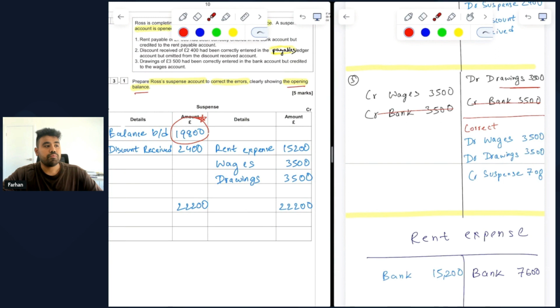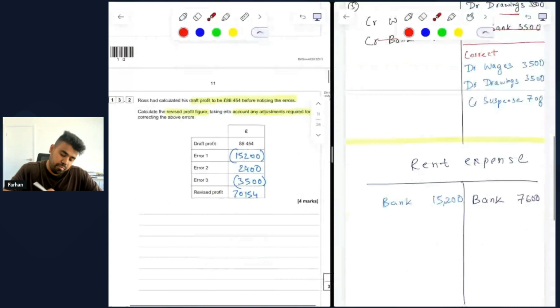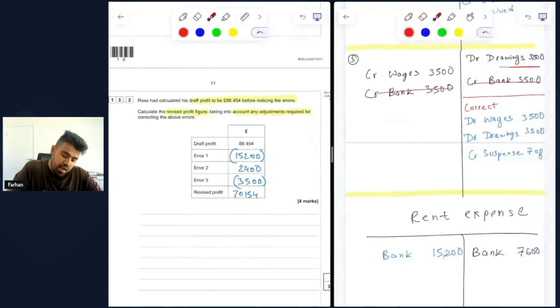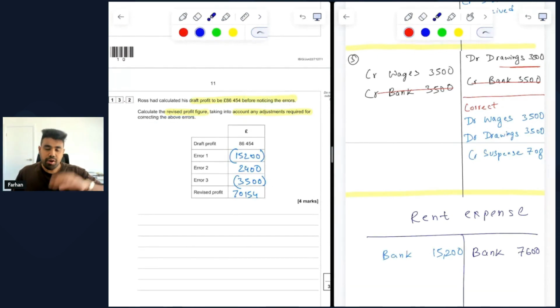Now, what about the second part of the question? So Rose had calculated the draft profit to be £86,454 before noticing the errors. Calculate the revised profit figure, taking into account any adjustments required for correcting the above errors. All right. So now that we know we got 3 errors to fix, and prior to these errors being fixed and included as part of the profit calculation, we had calculated a draft profit, which is wrong, and that is something we have to fix now. So how do we fix that?